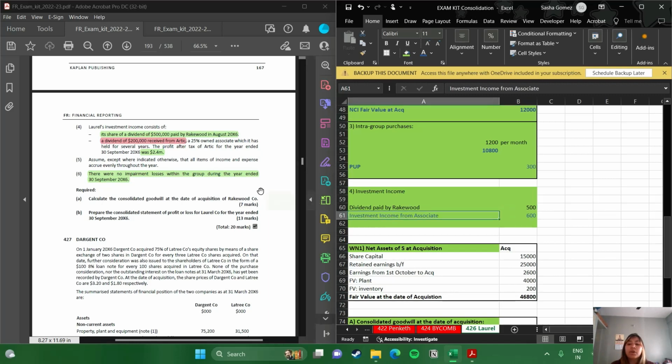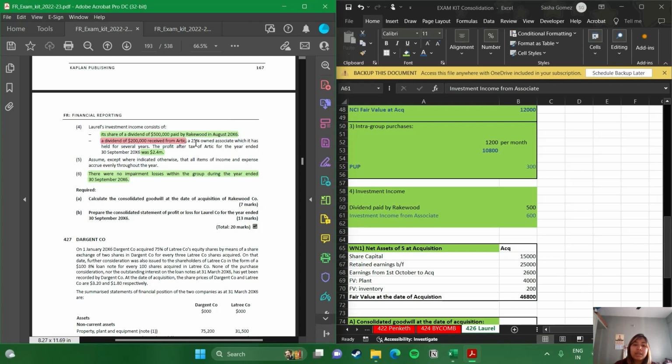Then a dividend of 200,000 received from Arctic, a 25% owned associate, which it has held for several years. The profit after tax of Arctic for the year ended 30th September 2006 was 2.4 million. So this investment income of 200 is already included in the investment income, so you don't have to add that. They're just telling you that investment income has this amount, and then they're just casually telling you that the profit after tax of Arctic for the year ended was 2.4 million.